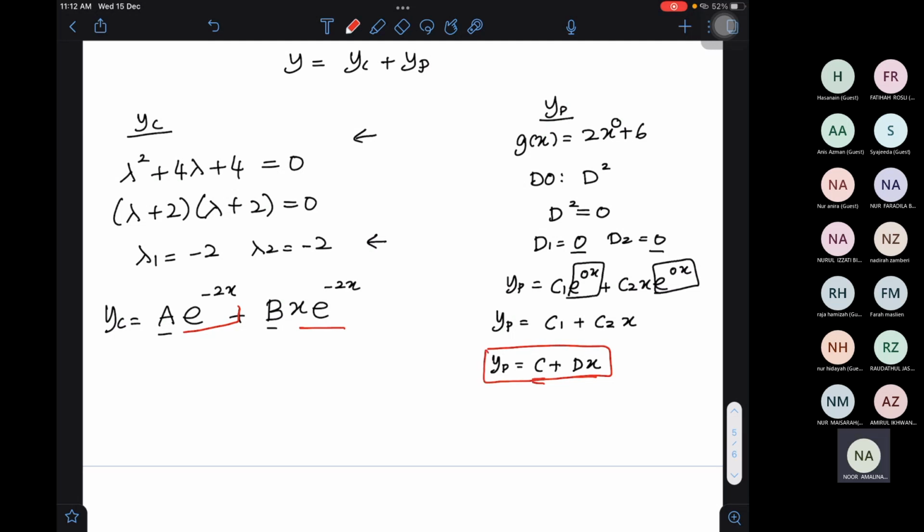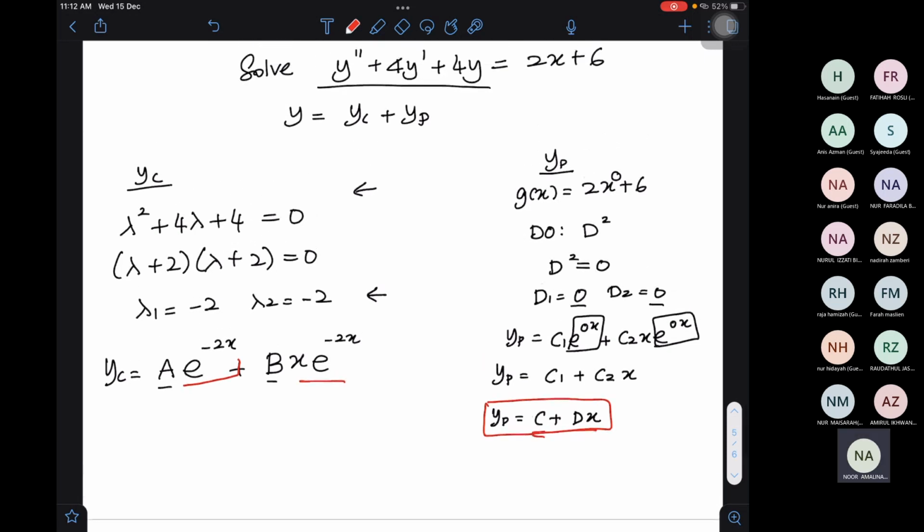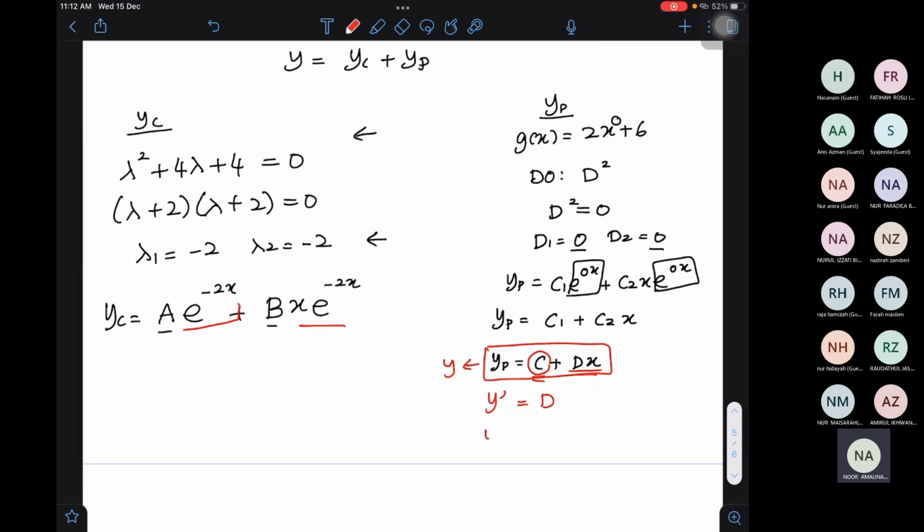Menggunakan annihilator approach, nak cari YP kita kena guna method yang sama. Kita kena differentiate YP sekali sebab kita nak masukkan dalam function ni. So kita differentiate sekali dapat Y prime. YP ni sama dengan Y. Differentiate constant kosong, differentiate Dx kita dapat D, differentiate kali kedua kita dapat kosong. Kalau awak keliru, awak boleh guna constant apa-apa yang tak memeningkan kepala. Macam ni saya guna C dan D, sebab saya dah guna A dengan B dekat sini. Dia tak boleh constant yang sama, kena constant yang berbeza.